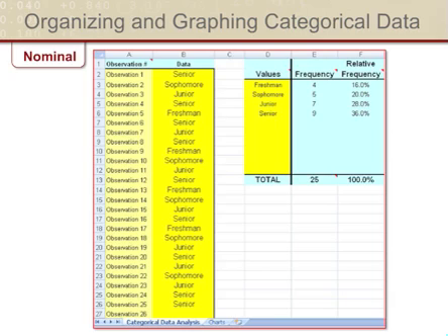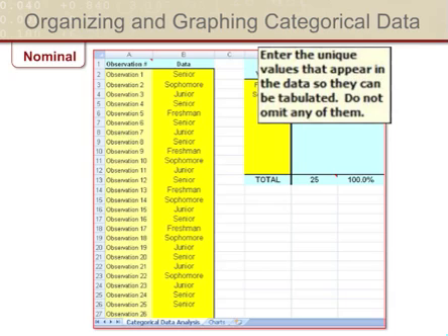If you hold your mouse over any of the cells where you see that little red triangle, it actually gives a description of what's in those boxes. So for example, if you hold the mouse over the little red triangle next to the word values, a box will pop up that says, enter the unique values that appear in the data so they can be tabulated. Do not omit any of them. And there's instructions for several of these. So anytime in any of the spreadsheets you see a little red triangle, go ahead and move your mouse over there to see what information there is, because it will help you to understand that particular concept if you have any questions.